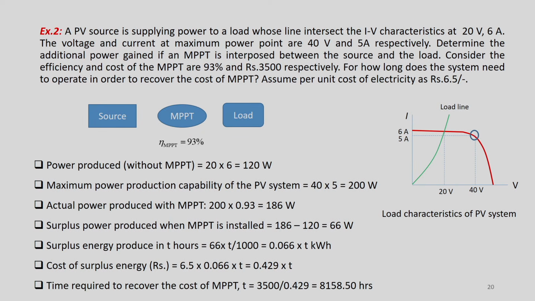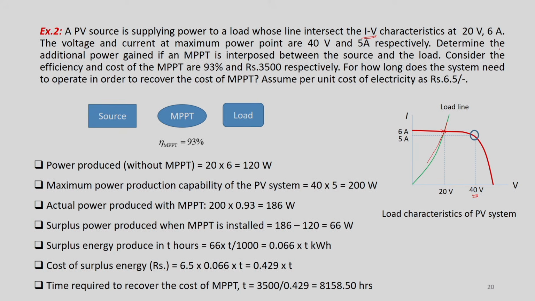Now, let us solve one more problem. A PV source is supplying power to a load whose line intersects the IV characteristics. This is a load line and this is a source line, and this is the point of intersection. The coordinates are given here. This is the maximum power point, with coordinates 40 volt and 5 ampere, and here the intersection point is 20 volt and 6 ampere.